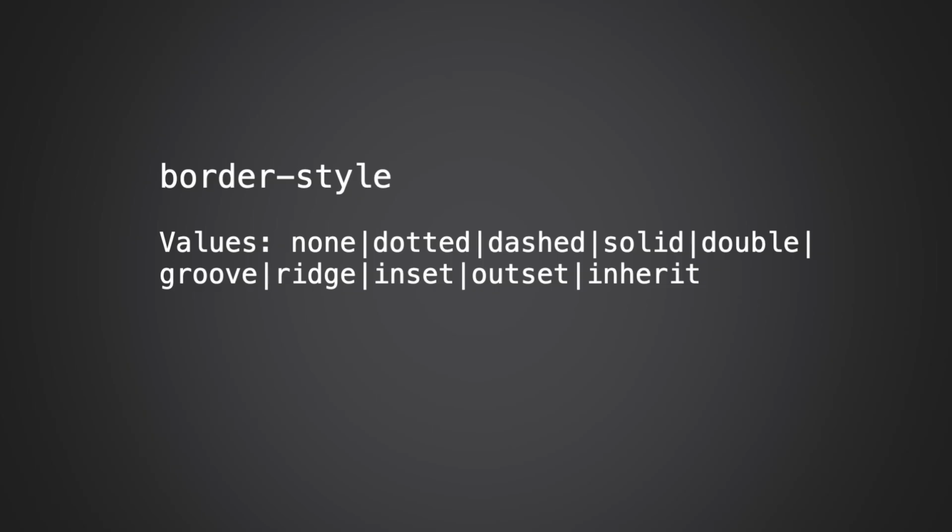Now let's talk about the border. Border is the line that's drawn around each edge of the box, and you can have border around all four sides, on just a single side, or any combination of the sides. Your border can be solid, dashed, dotted, and more, as you can see here.